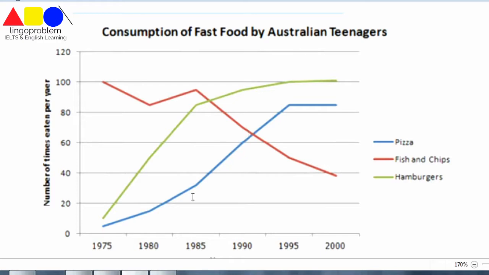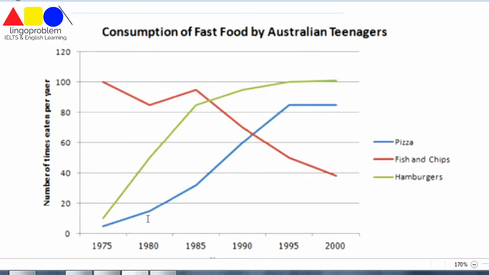As we can see here in this graph particularly, that we have 3 types of foods. All right, so one type of food, which is fish and chips, is on a decline if at the first glance you can see, and other 2 types of foods, pizza and hamburgers, are on a rise. All right, so this is the general trend which we can quote.